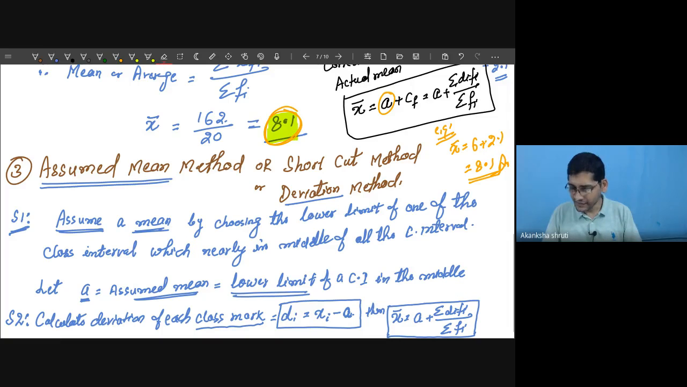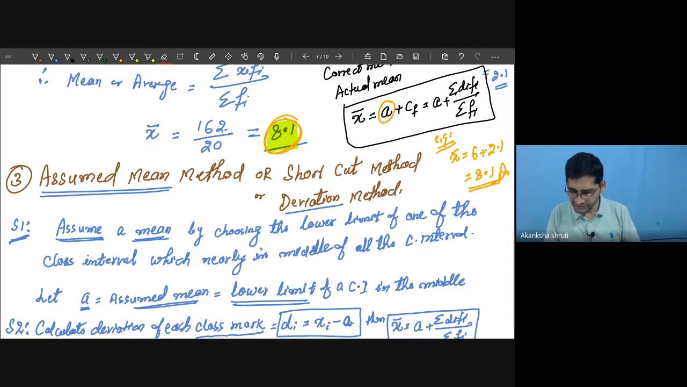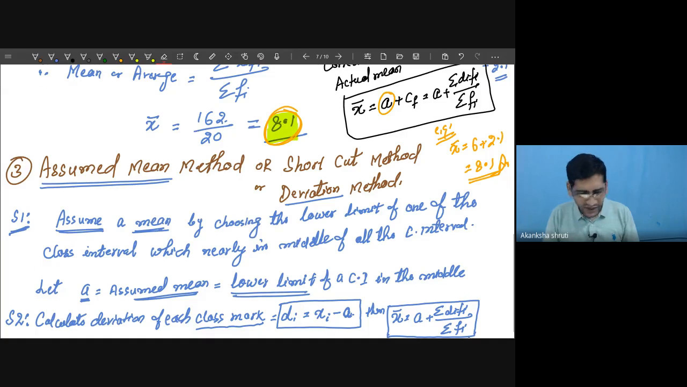Getting it, students? I had explained that by taking this one. So this x bar obtained is our actual mean, or real mean. This A is our assumed mean that we have assumed as 6, and this ratio is our correction factor or adjustment to this assumed mean. So this way we can calculate. These are the steps that we have to keep in mind.